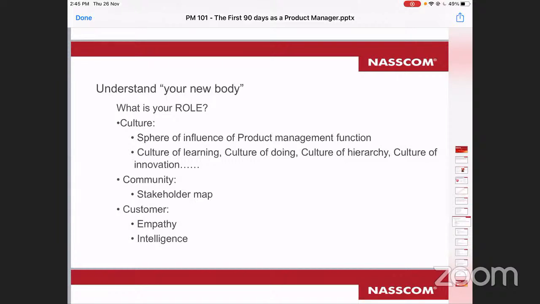For example, in certain organizations, the product management function drives the entire product life cycle, starting with product delivery, product assurance, product implementation, product marketing. Everything is driven by the product management function. So as a product manager, he or she will be completely involved in every decision. So that's one part of the culture.